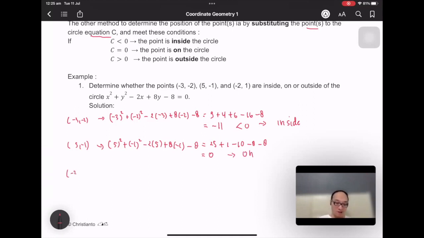And the last one, (-2, 1). So -2 squared plus 1 squared minus 2 times -2 plus 8 times 1 minus 8 equals 4 plus 1 plus 4 plus 8 minus 8 equals 5 plus 4 is 9. So it's greater than 0. So this is outside.